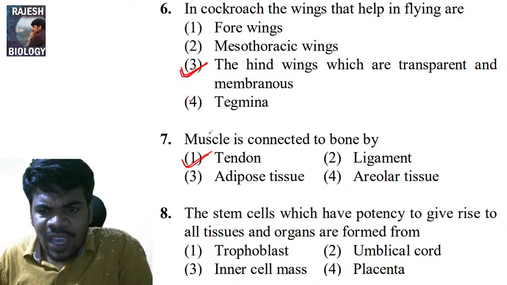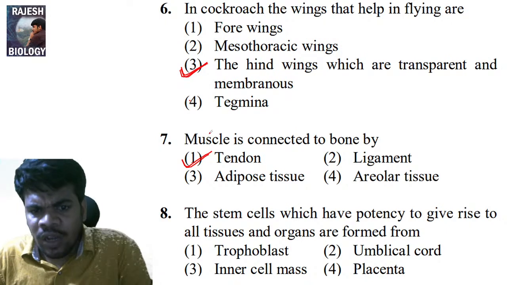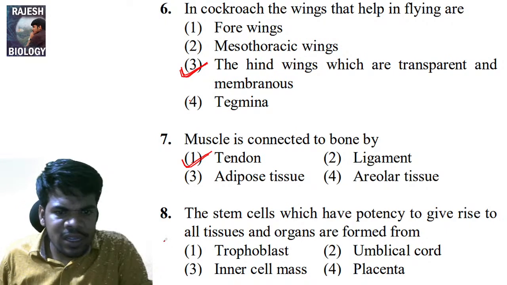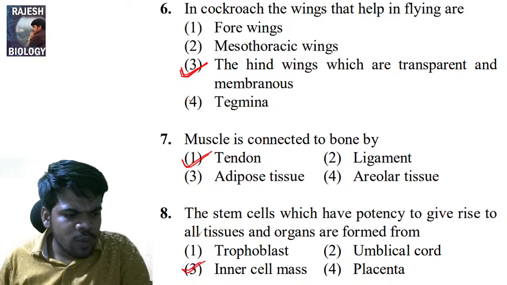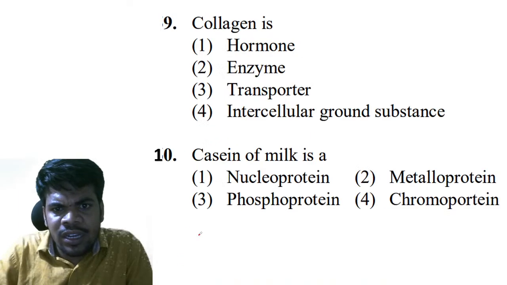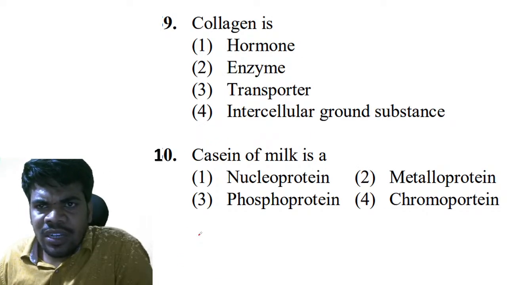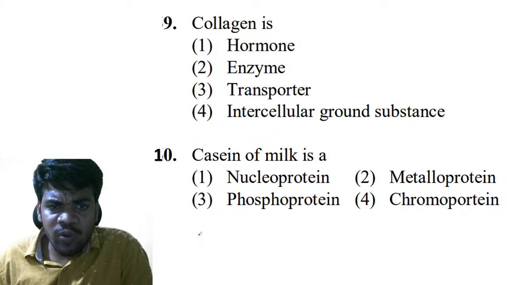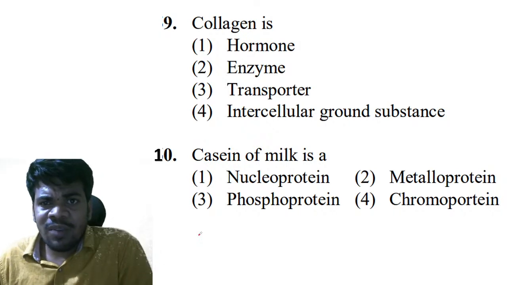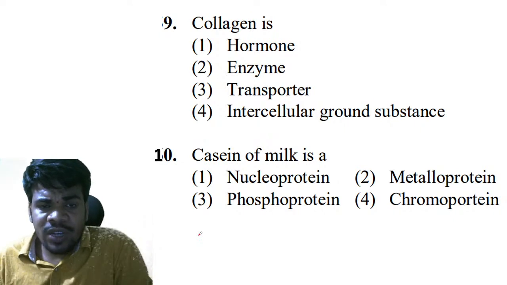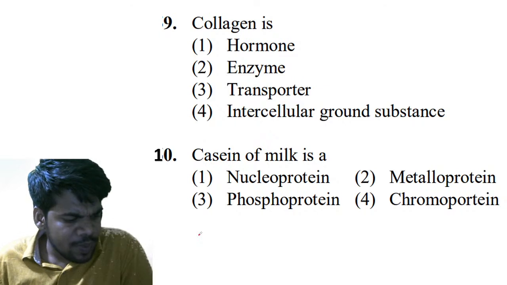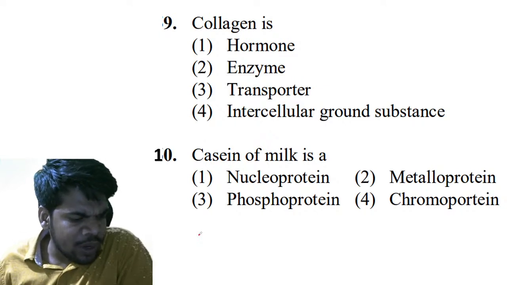The stem cells, which have potency to give rise to all tissues and organs, are formed from inner cell mass. It is a reproductive system question. Very easy question. Inner cell mass, outer trophoblast. These are the membranes at the stage of blastula. Outer trophoblast helps in the formation of placenta, chorionic villi. Inner cell mass have the stem cells, which give rise to the ectoderm, endoderm and mesoderm. Right, correct, Praveen and Dharani.